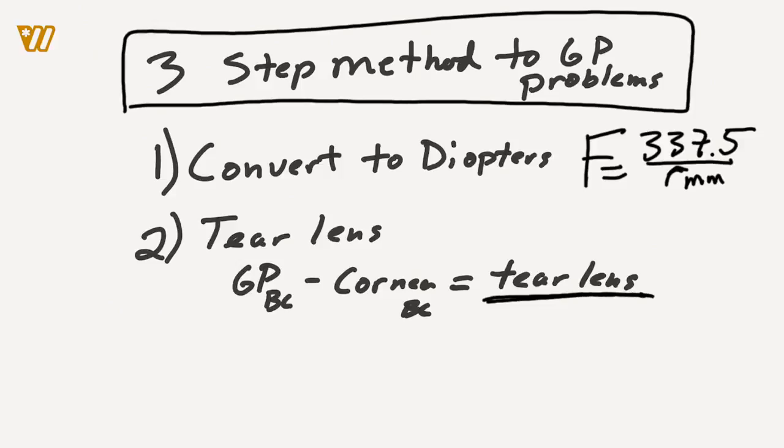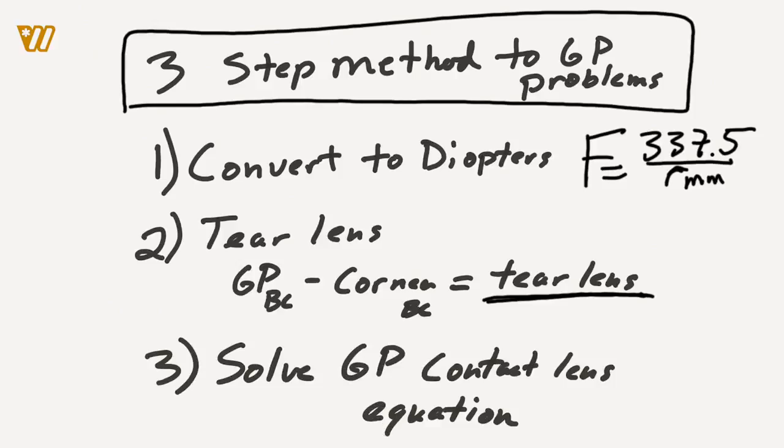Now the third step is going to be to solve the GP contact lens equation for whatever variable it's asking for. If it's asking for the GP power, you're going to solve for it like we did in the previous example. If it asks for the over-refraction, you could solve for the over-refraction. If it gives you the over-refraction, the tear lens power, and the GP, and asks what the power at the cornea is, you could solve for that as well. So our last step, we're going to solve the GP contact lens equation.